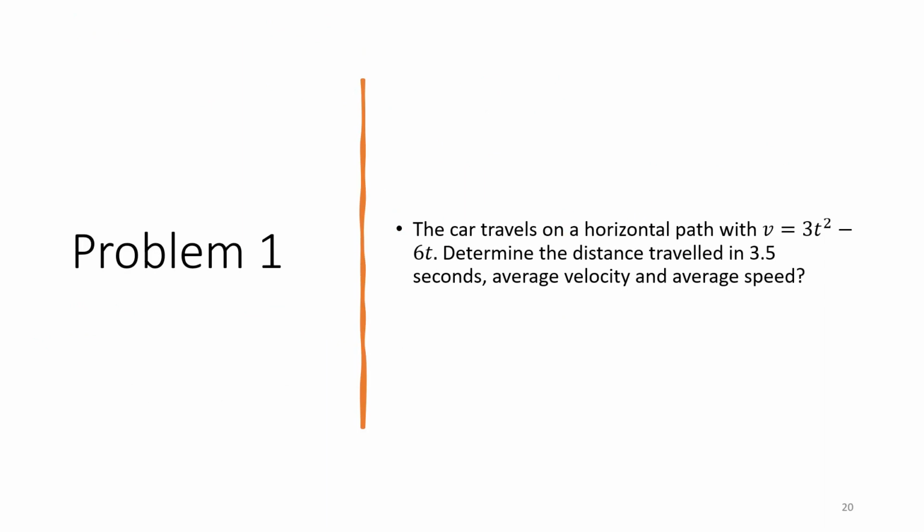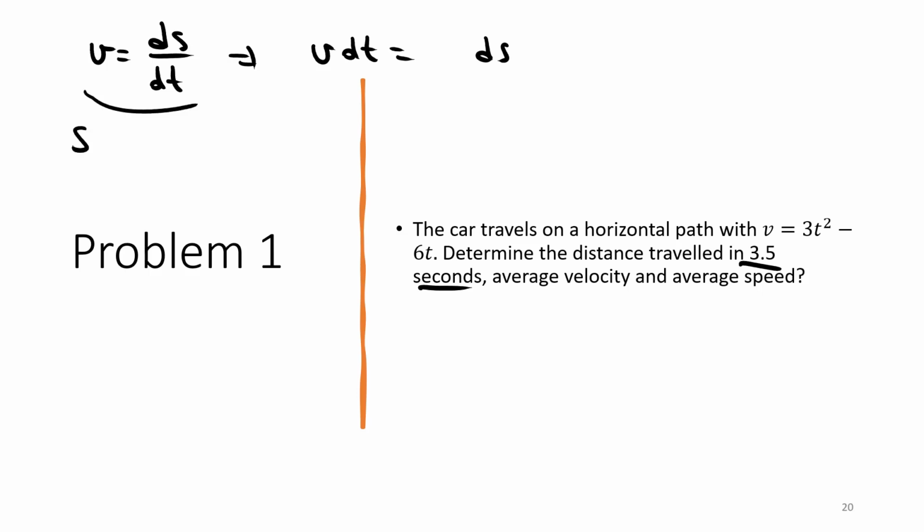First, let's try to find the distance in 3.5 seconds, the average velocity, and the average speed. As we said, the velocity is the change of position with respect to time. In this case we can write it this way. We just separate the variables and then integrate.